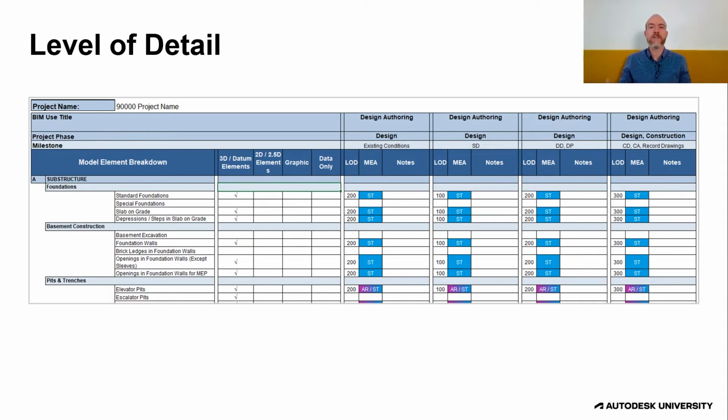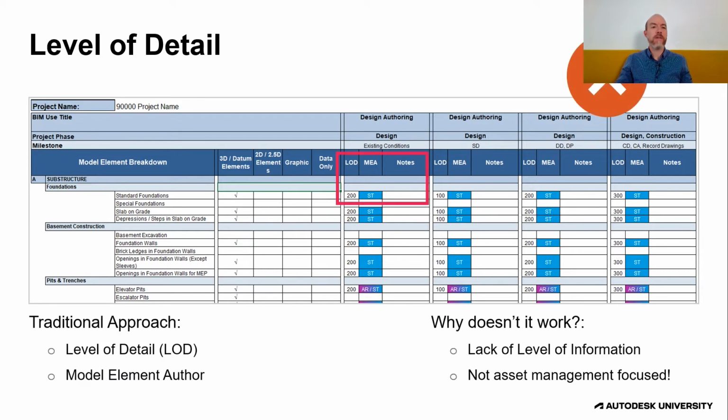No, clients don't actually want all that information in a building automation system. They don't need it for running their facilities. But then how do you define it? Well, that's where LODs fail. And this is something the industry is trying to fix now. We've traditionally just defined an LOD and a model element author and called it a day, which is fine for 3D geometry, but it lacks level of information and it's not asset management focused.